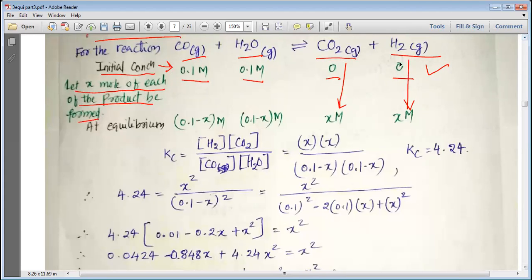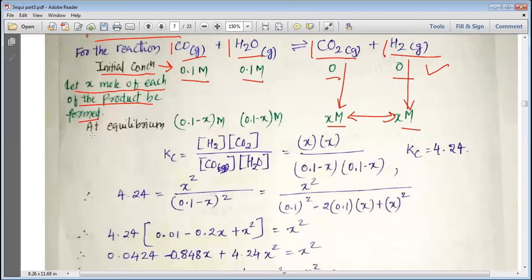If you see the reaction, 1 mole of CO and 1 mole of H2O, when they react with each other, we get 1 mole of CO2 and 1 mole of H2 if the reaction goes to completion. So whatever the amount of CO and H2O being used, the same amount of CO2 and H2 is being produced. So here we can see that X molar of CO2 and X molar of H2 are being produced, and that is why both reactants have been consumed, also X molar.